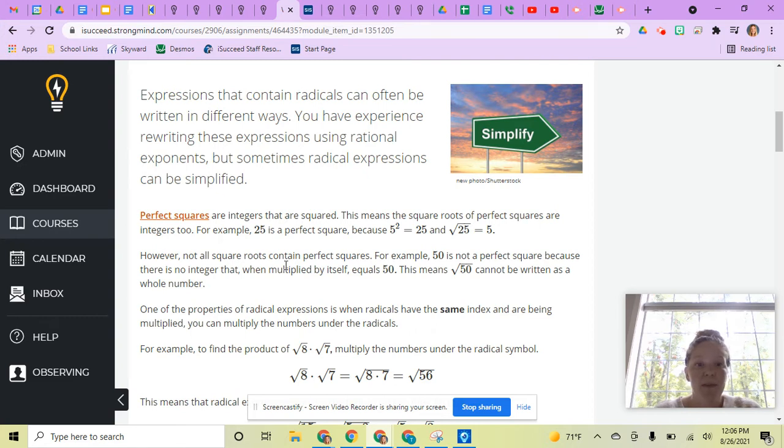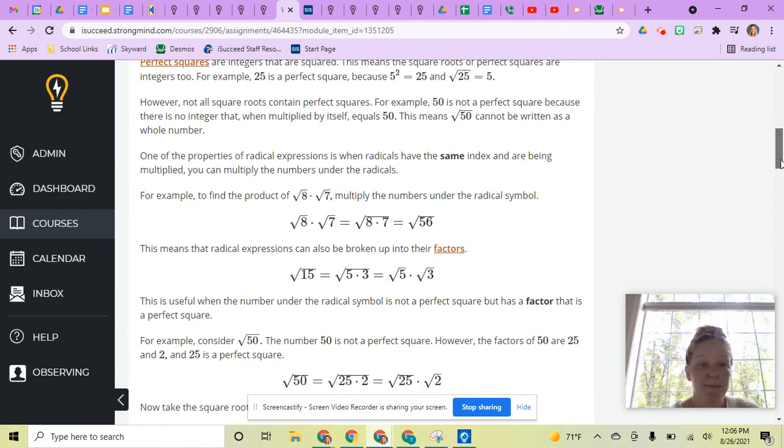However, not all roots contain perfect squares. For example, 50 is not a perfect square because there's no integer that when multiplied by itself equals 50. This means that the square root of 50 cannot be written as a whole number. One of the properties of radical exponents is when radicals have the same index and are being multiplied, you can multiply the numbers under the radicals. For example, the square root of 8 times the square root of 7, multiply the numbers under the radical symbol, it becomes the square root of 56. So those two numbers are the same.